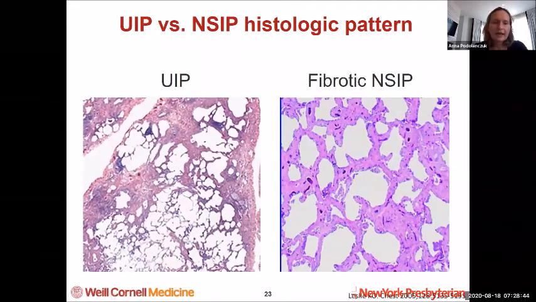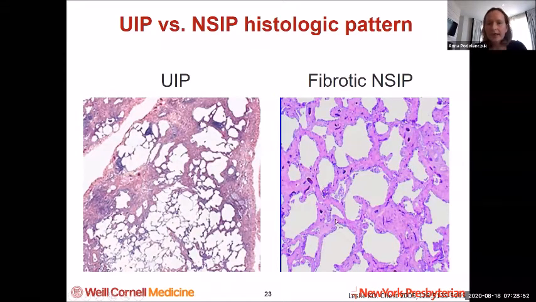This is an example again of a UIP pattern up closer, to differentiate it from a fibrotic NSIP pattern. Again, fibrotic NSIP is a different type of interstitial lung disease. And here you see this heterogeneous distribution of UIP, which is different from a very homogeneous distribution of fibrosis. Basically, all the alveoli are involved in this slide, versus here there are areas of spared lung next to areas of severely affected and fibrosed lung.